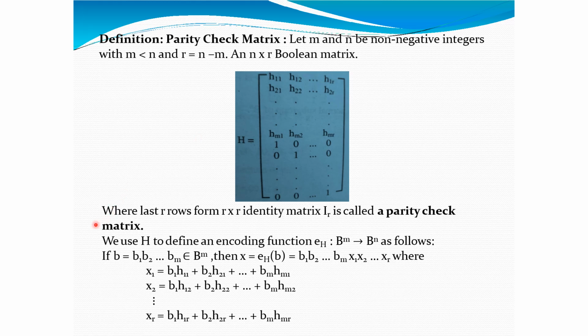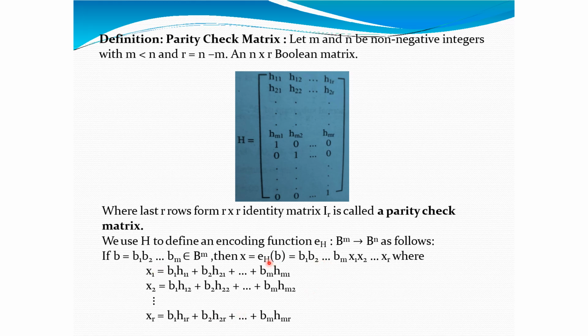Now we use H to define an encoding function EH from Bm to Bn as follows. Now every element of Bm is an m tuple and every element of Bn is an n tuple. If b equal to b1, b2, bm is an element of Bm, then x equal to EH of b, we define it as b1, b2, bm, x1, x2, xr. Now the first m tuple b1, b2, bm remain same. And additionally there is x1, x2, xr which we have to calculate by using these equations.